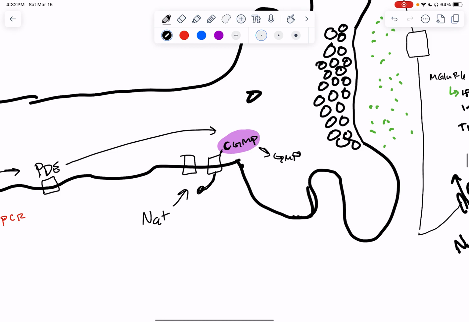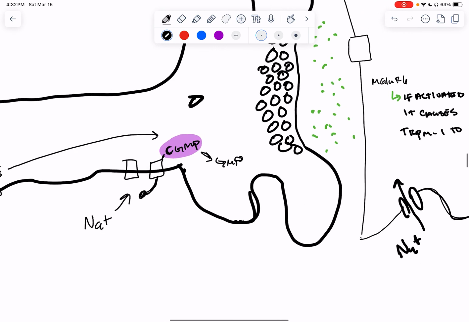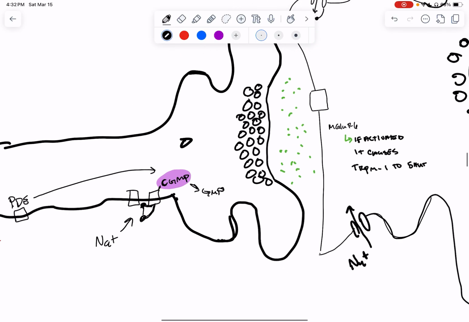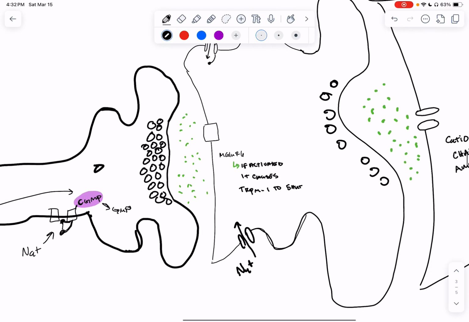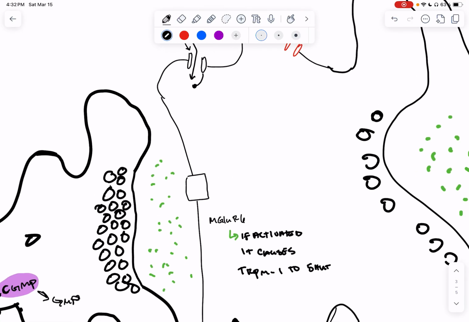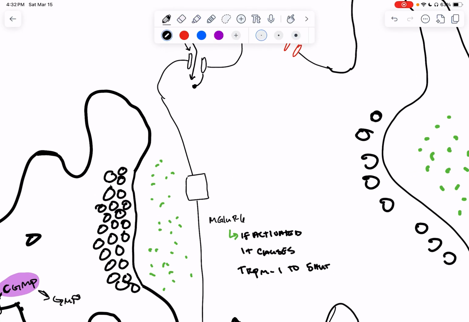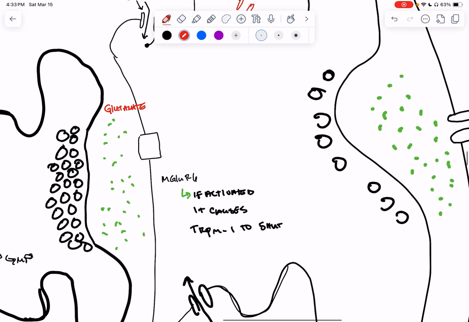And when that happens, this arm here is going to close. It's going to look like this. When that's closed, there's no longer a release of sodium into this cell, which is going to inhibit the release of glutamate. In the brain, the primary neurotransmitter is called glutamate. And glutamate is going to be important here even more in a minute.